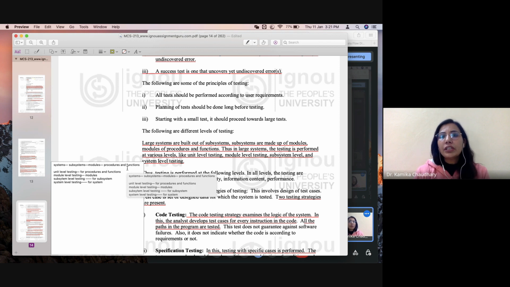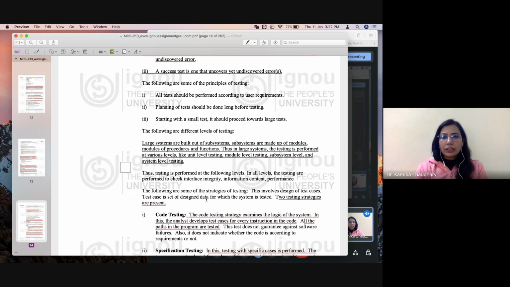See how important the testing phase is: we start testing from the procedures and functions only. It's not that we develop the entire system and then perform testing at the last, at system level. It's not happening like that. We start with procedures and functions, then move on to the modules and perform module level testing, then the subsystem and subsystem level testing, then the entire system and system level testing. Understood?